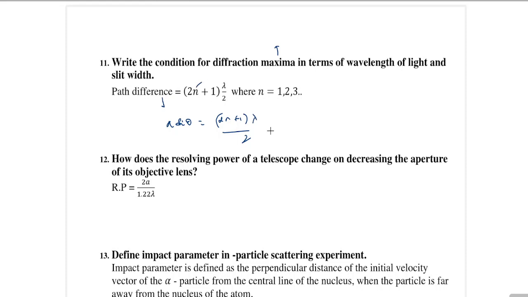2, 3, etc. The question also says write the condition for minima. In that case, a sin theta is equal to n lambda. This is the condition for minima. Again here n is equal to 1, not 0, keep in mind, 2, 3, etc. This is the condition for minima.